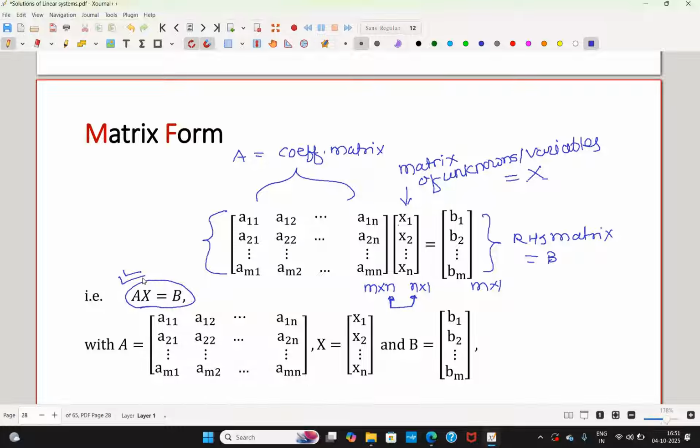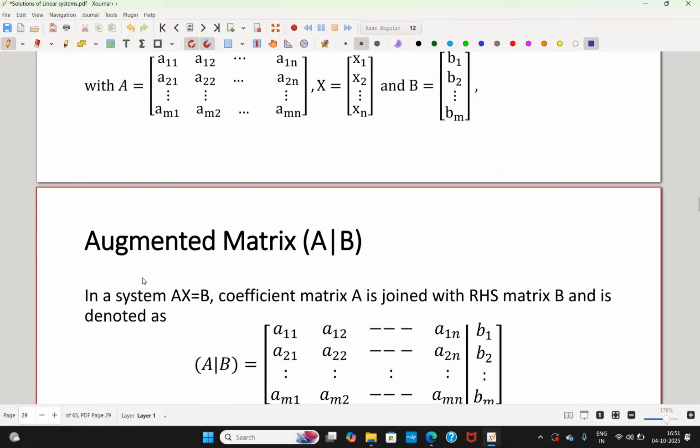Obviously, the entire thing depends on how we are representing this system of equations, what is the order of this system of equations, how many variables, and based on that the further things can be proceeded.